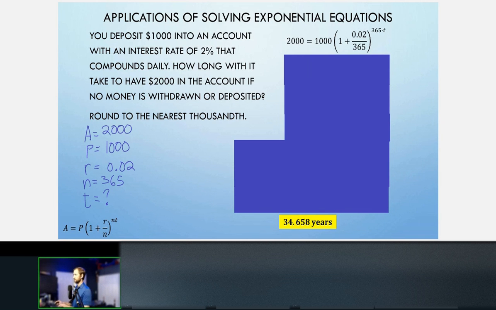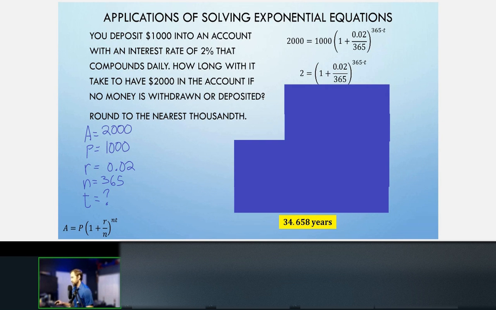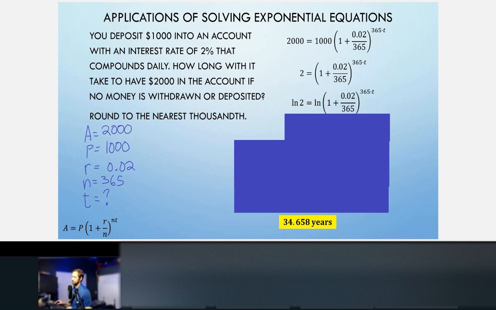Let's take a look. So we divide both sides by 1,000, and we get this. And then what can we do to both sides? Yeah, convert it into log. So we can either log both sides or natural log. Again, I like using natural log. That's just me. Natural log both sides, and then what can we do?